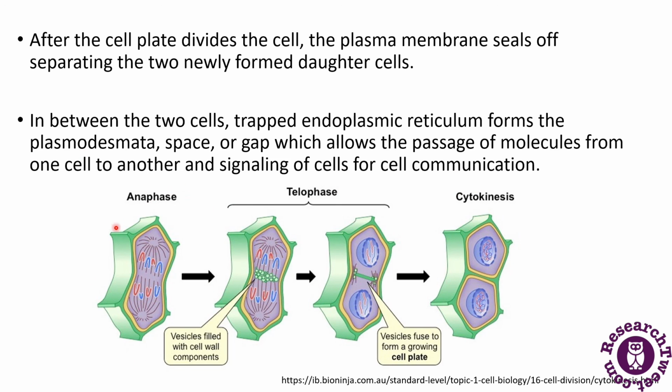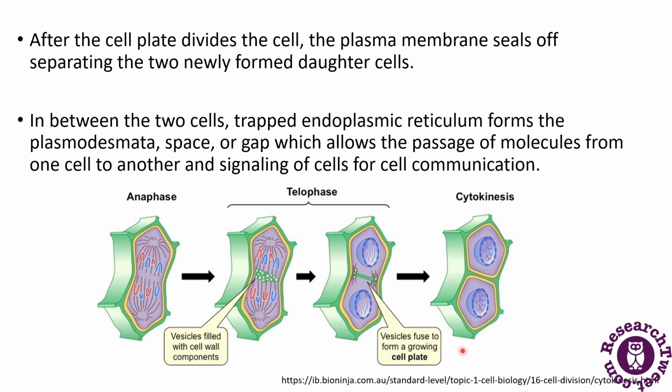This is the anaphase. As I have told, mitosis occurs in four stages: prophase, anaphase, telophase, and the last is cytokinesis. There are spindle fibers attached to the chromosomes here. Then in the telophase, the vesicles are filled with cell wall components. The green dotted things are the vesicles filled with cell wall components. And in the late telophase stage, these fuse to form a cell plate.